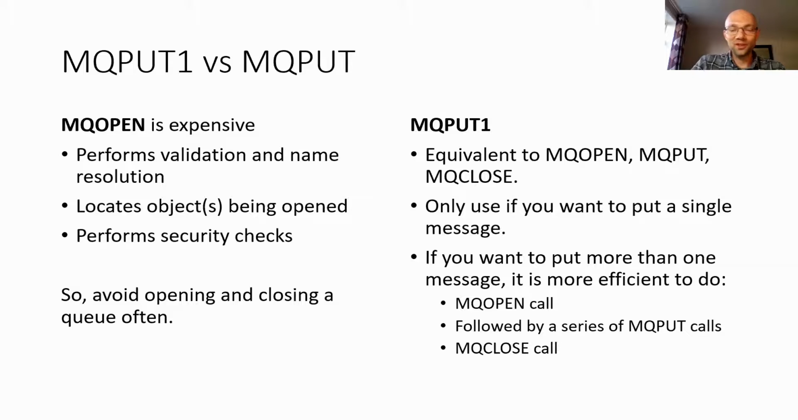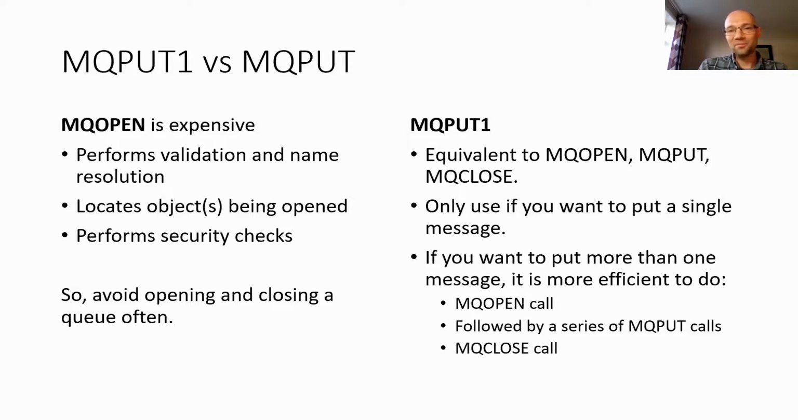If possible, try not to open and close queues very often. Ideally, if there are several messages that need to be put to or got from a queue, you open the queue and leave it open while you perform those put and get operations. Only when you don't have any more put or get operations to perform on that queue should you close the queue. That avoids going through the cost of opening the queue too often.